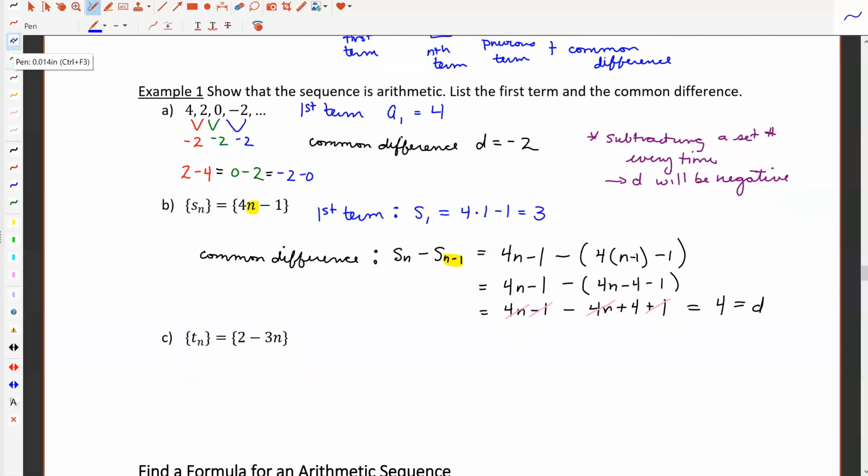For my next sequence, t sub n is equal to 2 minus 3n. That's the explicit formula. So maybe you take a moment and find for me the first term and then the common difference. Go ahead and pause this, try that on your own, and then let's check it against what I'm about to write and see if you're on the right track about verifying that sequences are arithmetic.